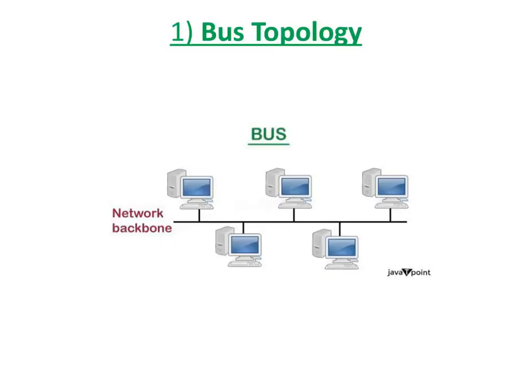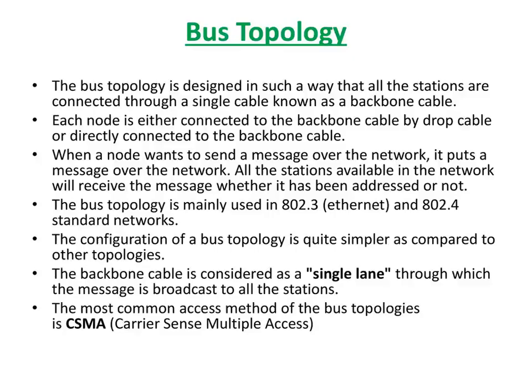The bus topology is mainly used in 802.3, Ethernet, and 802.4 standard networks. The configuration of a bus topology is quite simpler as compared to other topologies. The backbone cable is considered as a single lane through which the message is broadcast to all the stations.